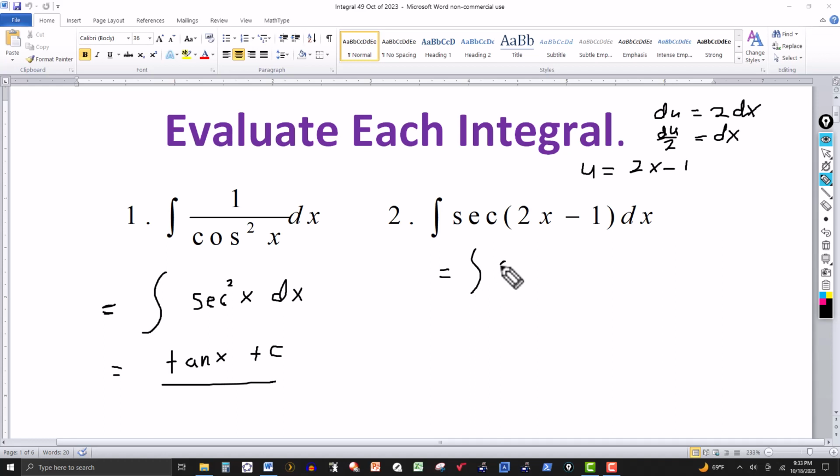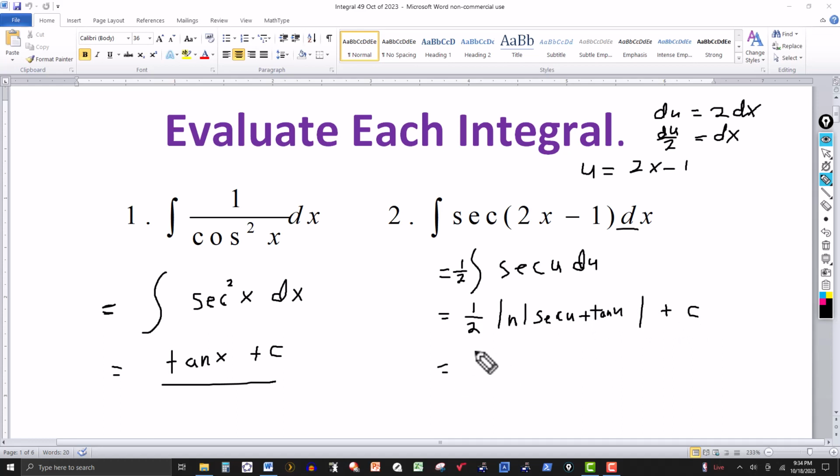So we have the integral of secant of 2x minus 1, but the u is 2x minus 1, so this would be secant of u. And then the dx right here, dx is du over 2. Put du here, and then the 1/2 would come out in front. So now we can go directly to the formula. The integral of secant of u is the natural log of the absolute value of secant of u plus tangent of u, plus the constant of integration.